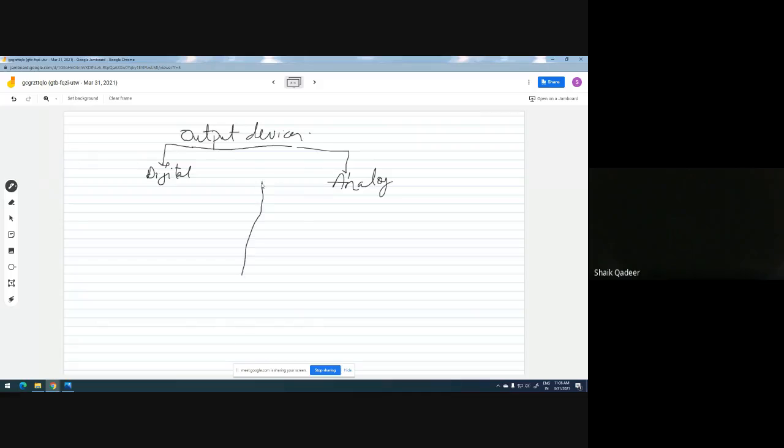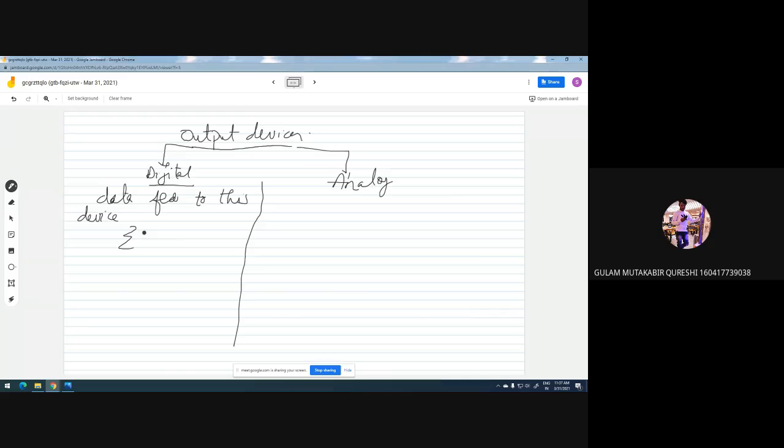Chaliye boliye. Data fed to this device, kya hoga? What data can we feed to a digital output device? Chaliye jaldi se boliye. Digital data. What is that? Again the same thing, 0 volts or 5 volts, only two values, not more than that.